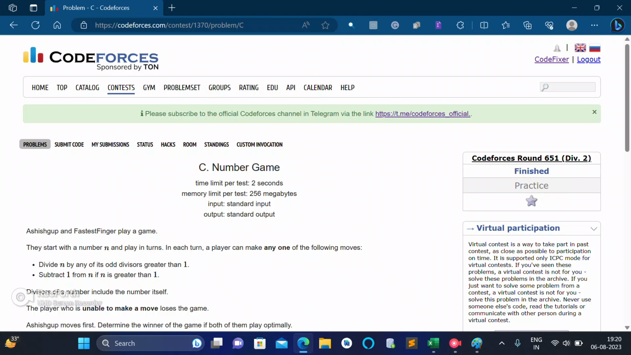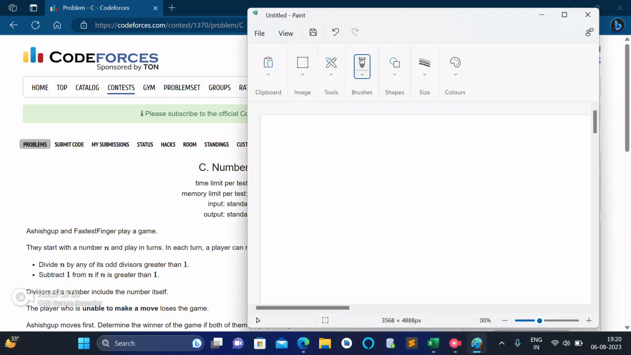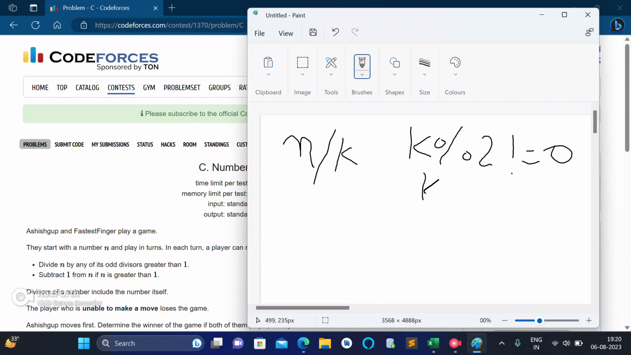In this question we are given two players, Ashishgup and FastestFinger, and we are also given a number n. In each turn a player can do any one of the moves. He can either divide n by k, where k modulo 2 is not equal to 0, that is k is an odd number, and k should be greater than 1.